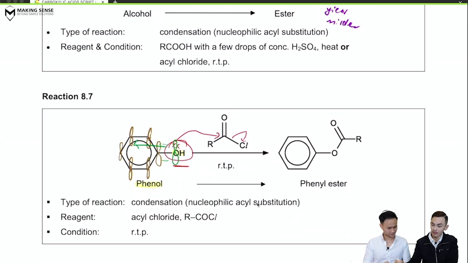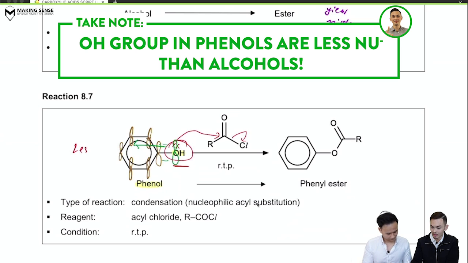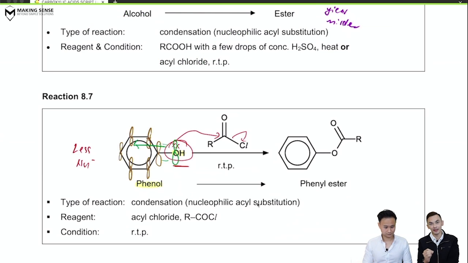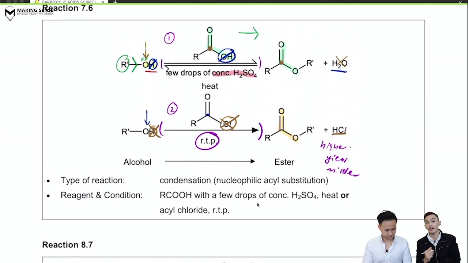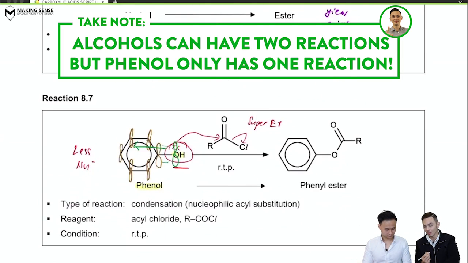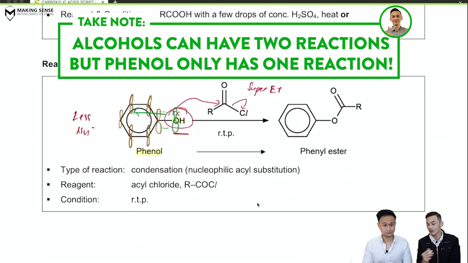Okay, so we're going to write this down. Phenols, they are generally less nucleophilic. So to compensate for the fact that they are less nucleophilic, you have to be careful of the choice of your electrophile, which is why, in this case, only the super electrophile will work. All right, so we need you to really have a deep appreciation why the reagents and conditions are different, why alcohols can have two different reagents because they are more powerful. But in the case of phenols, they are less powerful, so they will only work with the super electrophile.